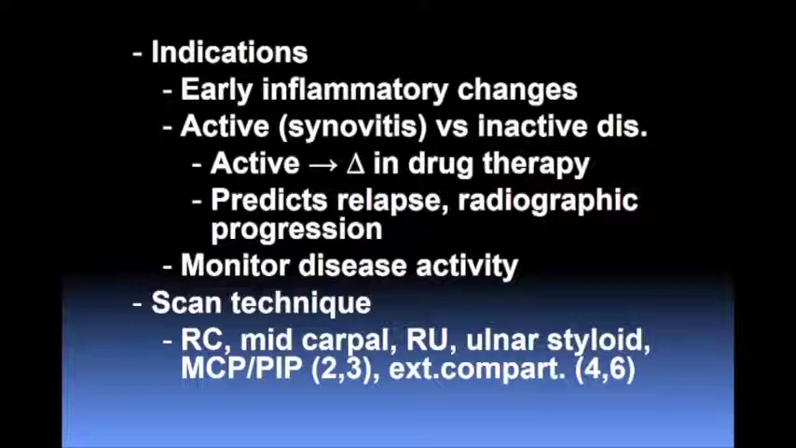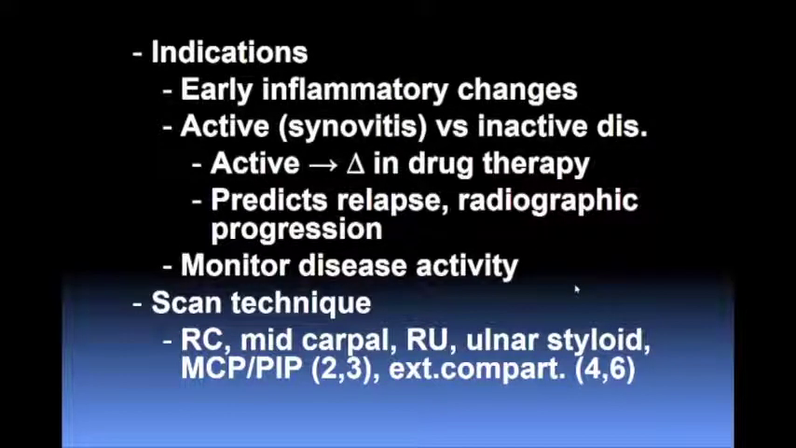So we tend to see these patients where the question is, are there early inflammatory changes, or patients who have known active synovitis versus having inactive disease. And the question is, the patient already has the diagnosis of rheumatoid arthritis. They're on medication for it, but they're just not responding. They still hurt. So if we were to show active inflammation, that is synovitis, then the clinician might consider a change in drug therapy, put them on biologics. Also, when we see active synovitis, it predicts relapse and radiographic progression, meaning increasing bony erosions, because now you have that inflamed synovium. Rarely we've been asked to monitor disease activity. I think most of the time that's done clinically.